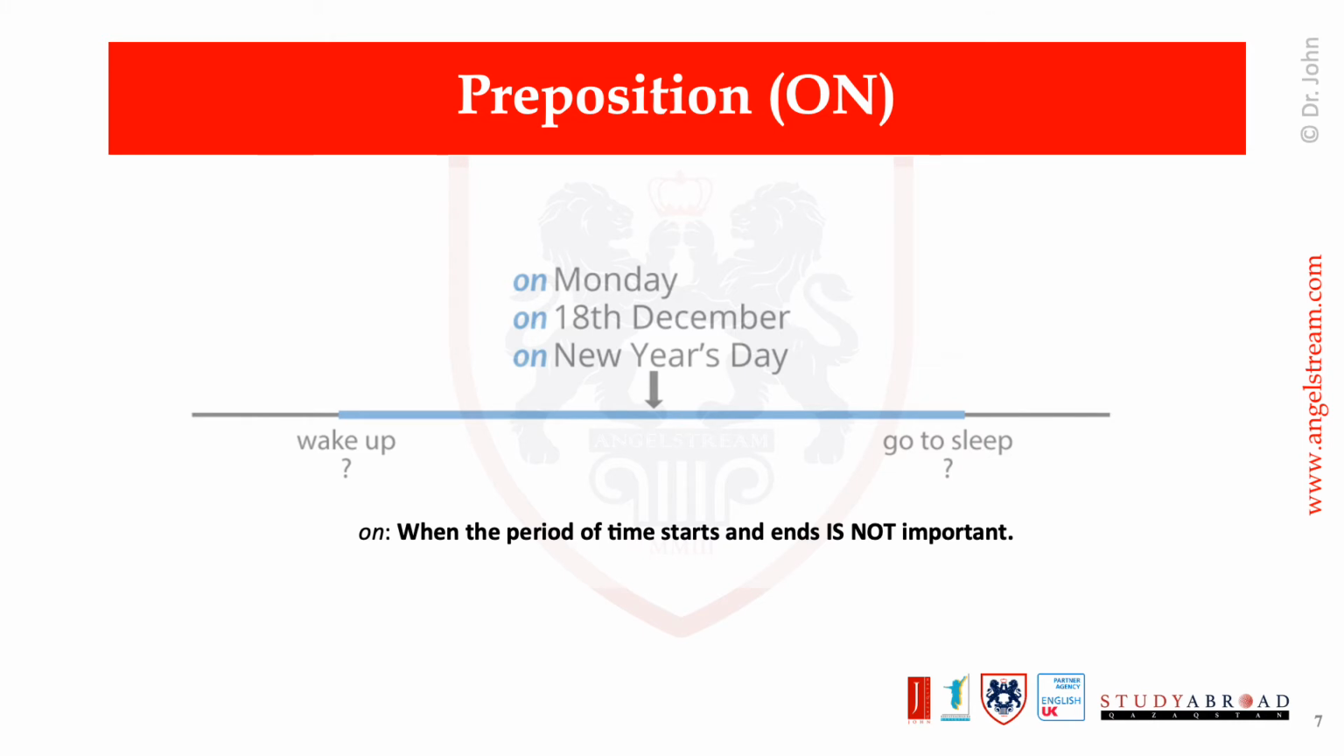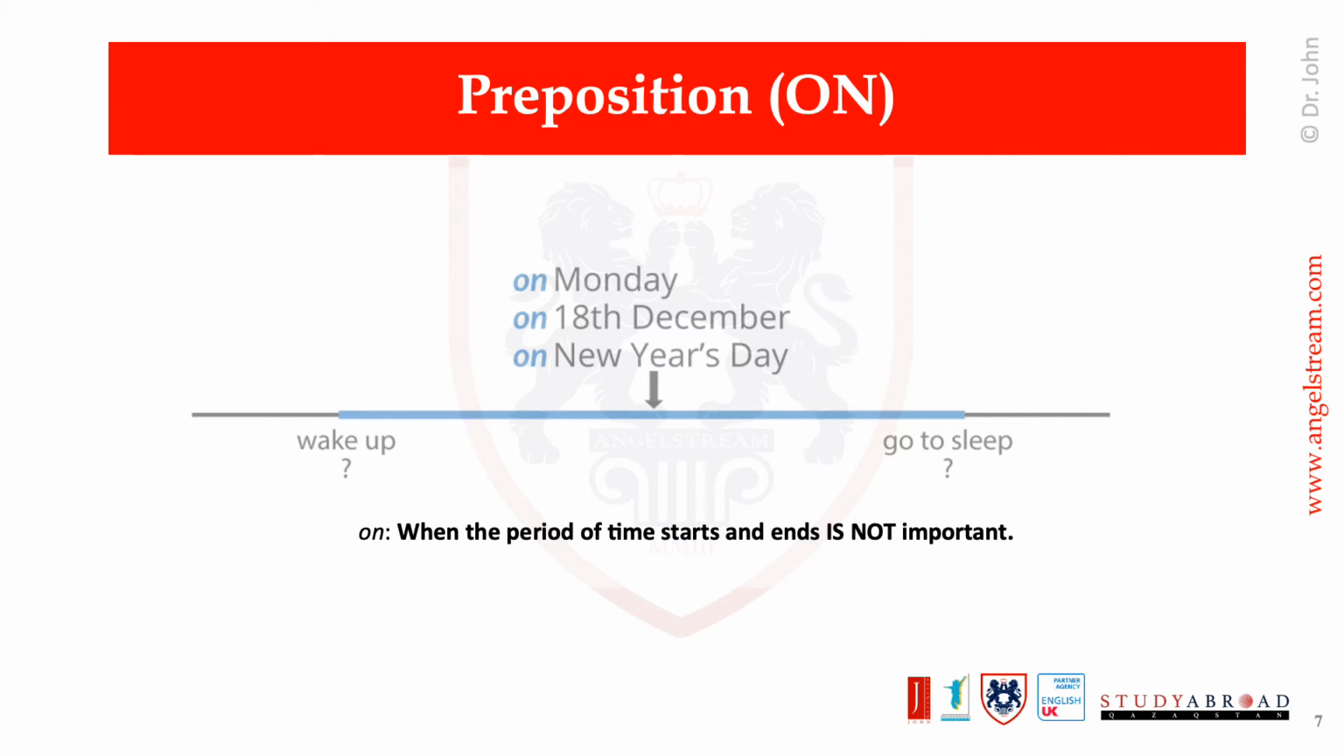We are using on because for the preposition on, when the period of time starts and when it ends is not important. So when we are considering Monday, we're not considering time. We're just considering Monday as a day. We're not putting a timeline of start, we're not putting a timeline of end. And 18th of December, the same situation, or New Year's Day, because day and day are the same. So that's why we're using on day and on Monday. This is the same situation.